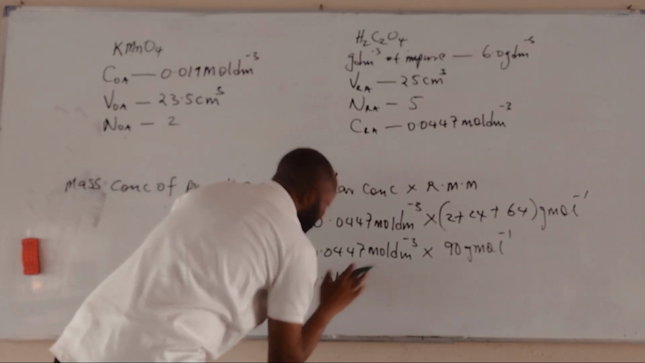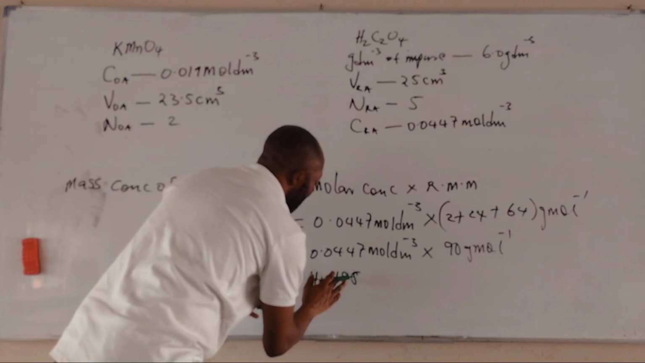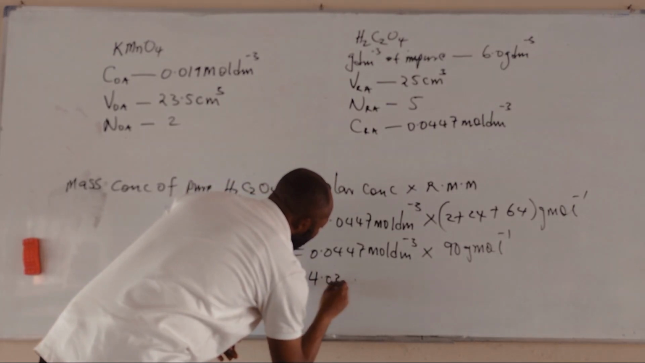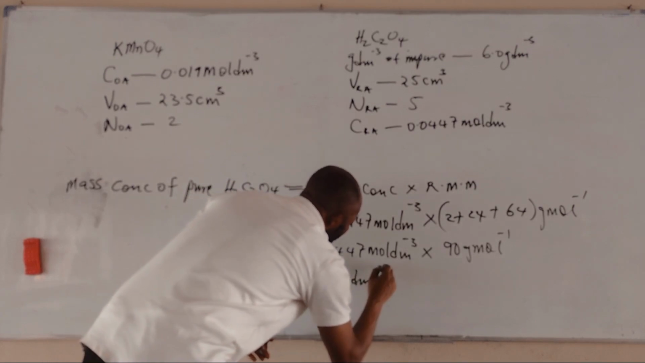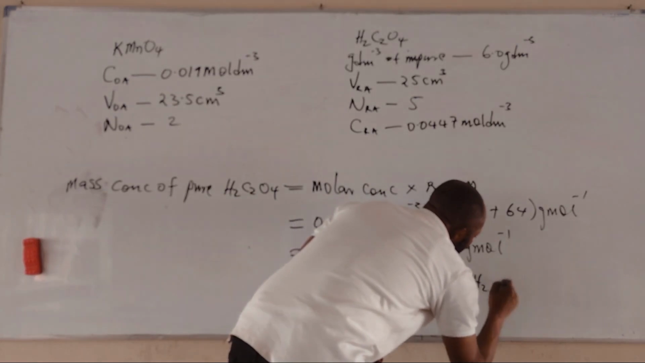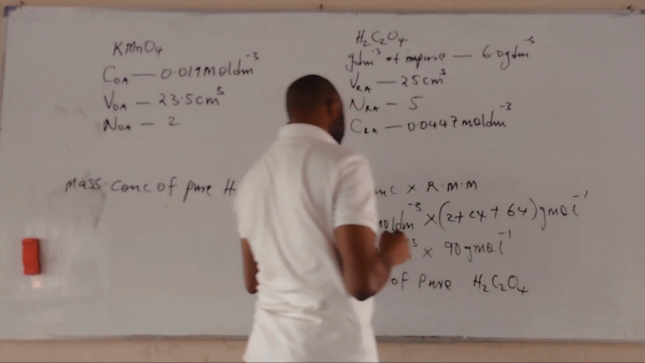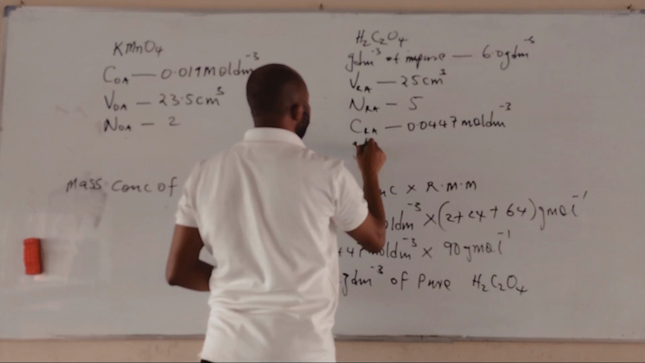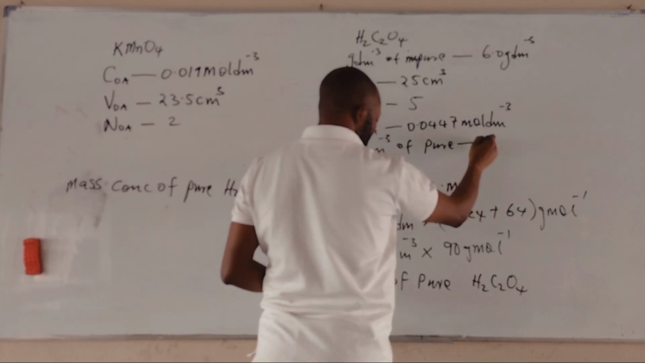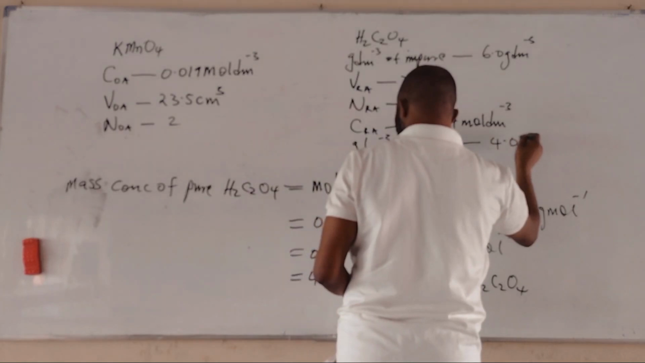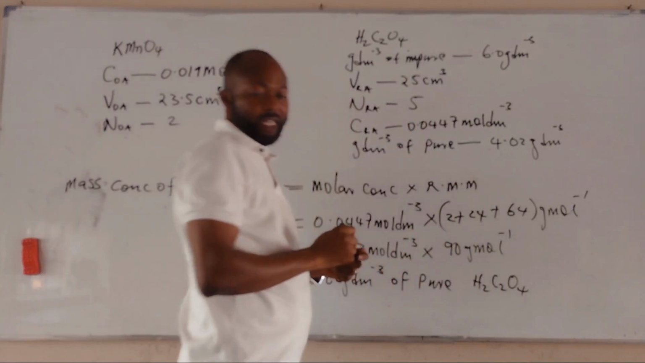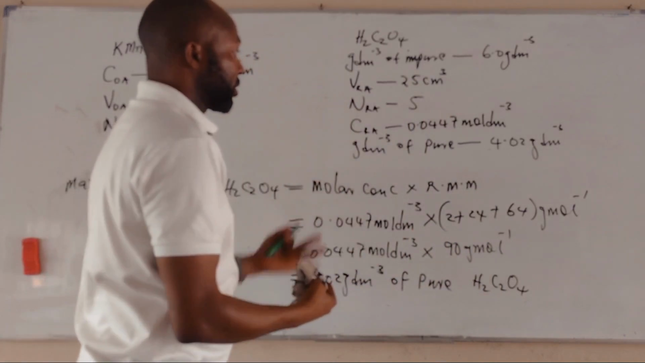4.0185, or to 3 significant figures 4.01 or 4.02. Let's just leave it approximately 4.02 grams of pure ethanedioic acid. So now I have my mass of pure to be 4.02 grams. Now, what is the percentage purity first? Then we'll get the impurity.